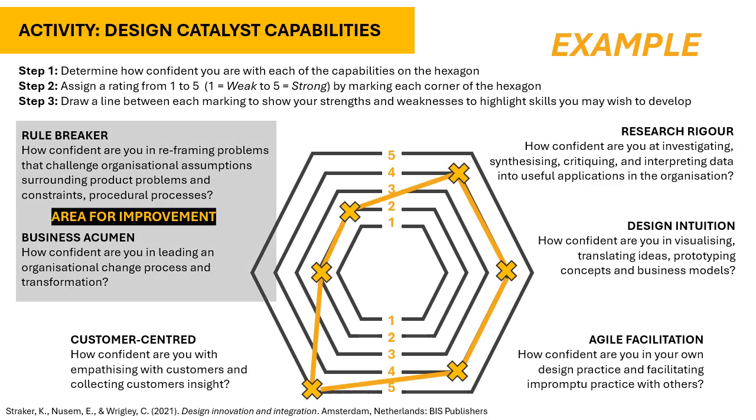I have completed this activity for you as an example. So this is my genuine reflection. As you can see, I've marked the areas of research rigor, design intuition, facilitation, customer-centered. They all seem to be areas where I feel relatively confident. However, when it comes to breaking the rules or business acumen, not so much. I'm feeling a little less confident over there. So I have marked those areas for improvement, something for me to build my confidence on.